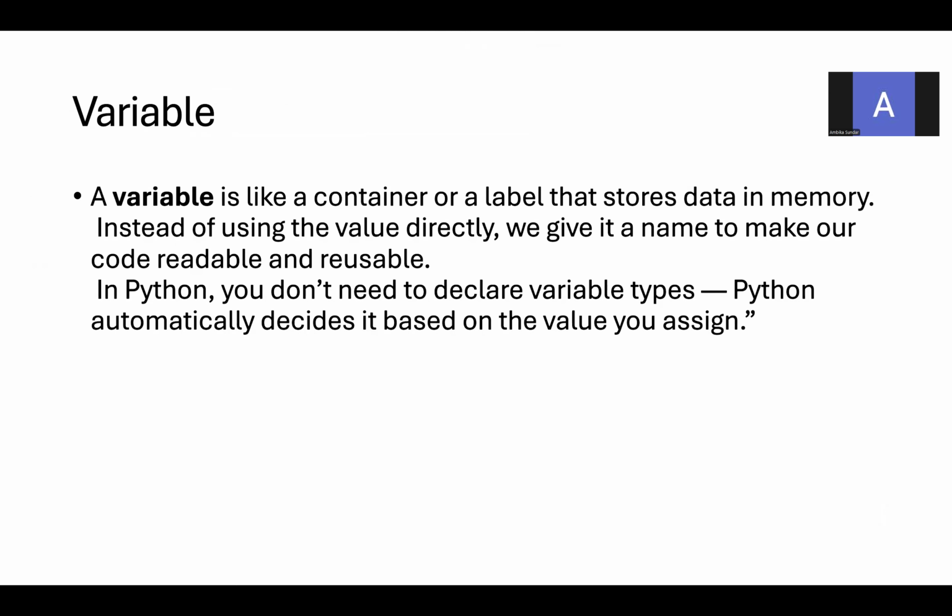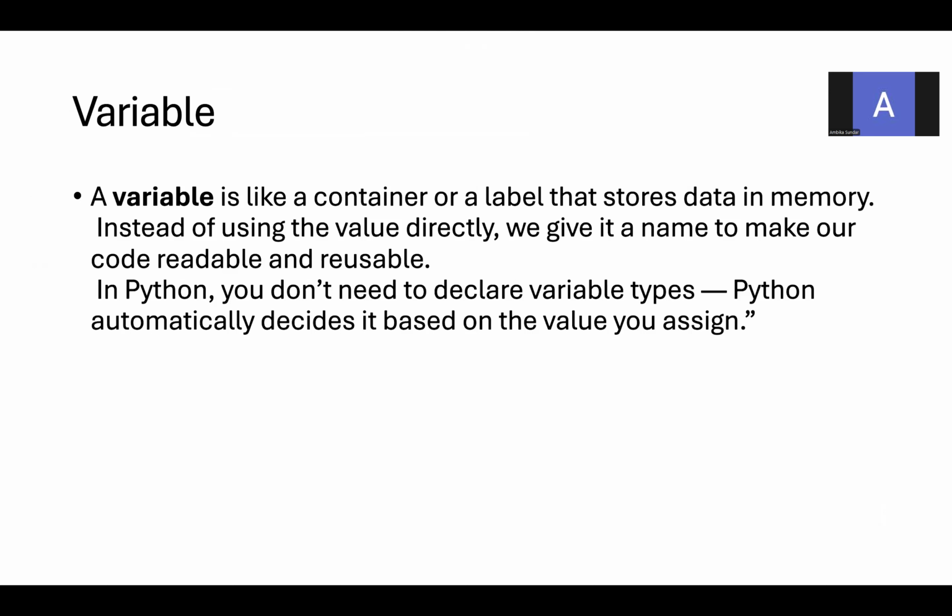What is a variable? A variable is like a container or a label that stores data in memory. Instead of using the value directly, we give it a name to make our code readable and reusable. It is kind of a box where I keep five to six chocolates. The first chocolate belongs to a company name which has a numeric value. The second belongs to a company name which has a character value. And the third belongs to a company name which has a decimal value. But all are stored in a single variable.